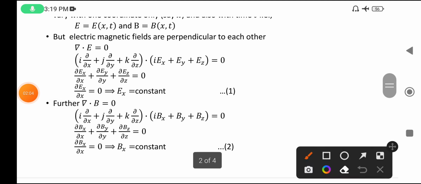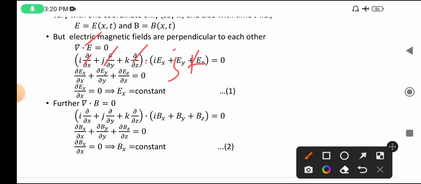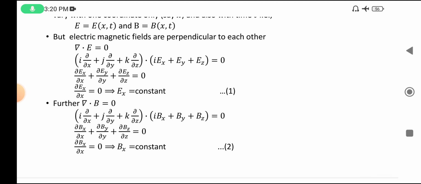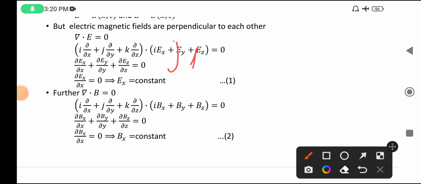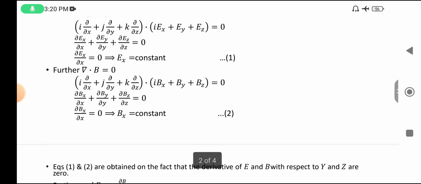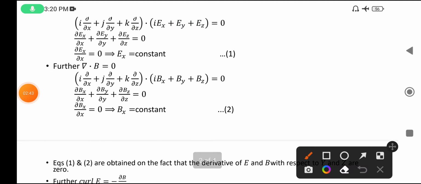And del is i into dou by dou x plus j into dou by dou y plus k into dou by dou z, dot E. E is also a vector quantity, and it is written as i Ex plus j Ey plus k Ez. Sorry, here j is not written and here k is not written; i, j, k you must write. So if you take the dot product, simply multiply the i coefficient, the j coefficient and the k coefficient, and then you can get this.